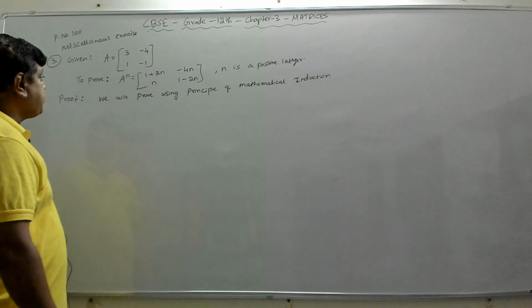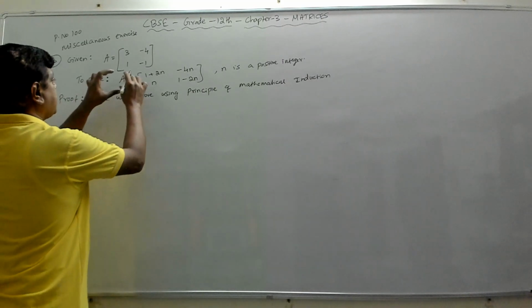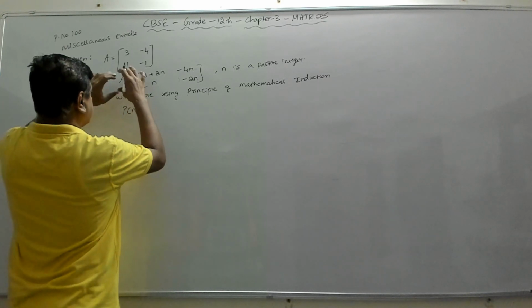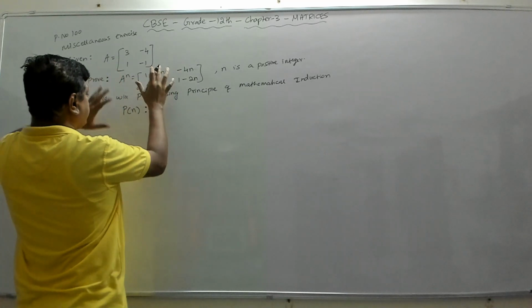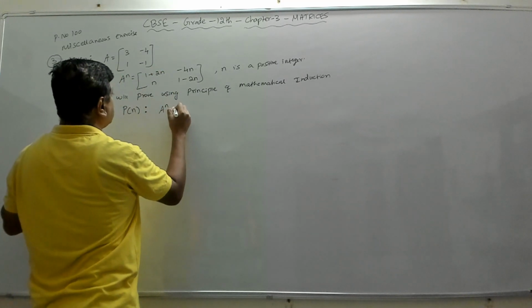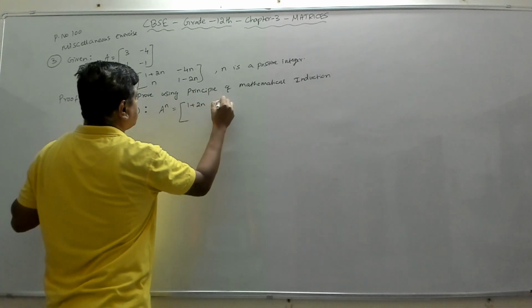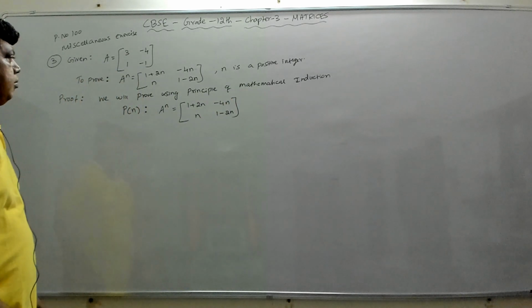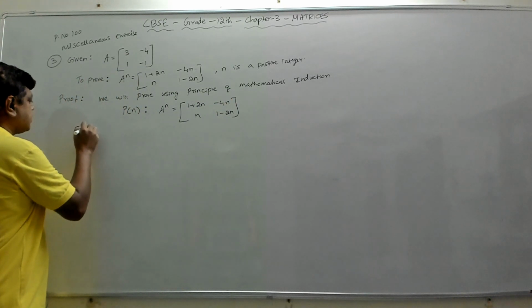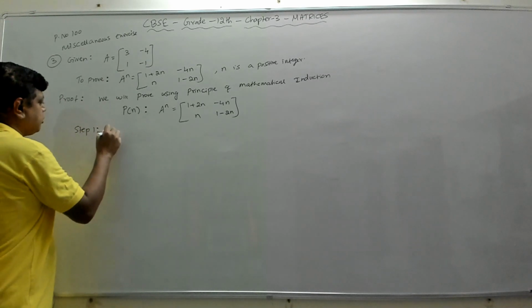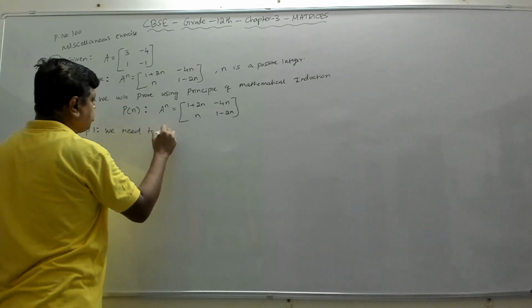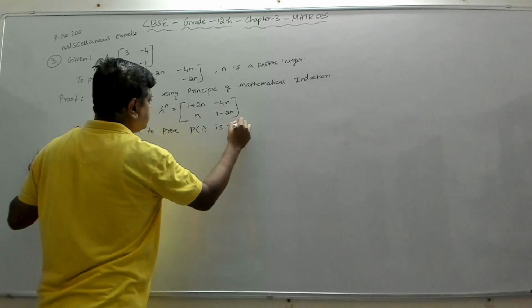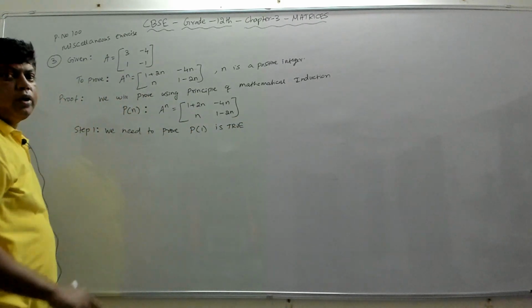Fine. So we will first write this as a statement. We call this P of n. This is the statement which we have to prove, which is A power n equal to [1 + 2n, -4n; n, 1 - 2n]. Now step 1 is we need to prove P of 1 is true, which means when n equal to 1 we have to prove that it is true.